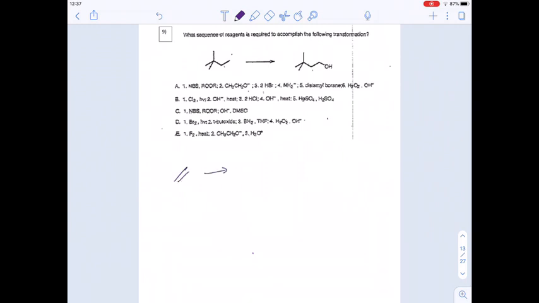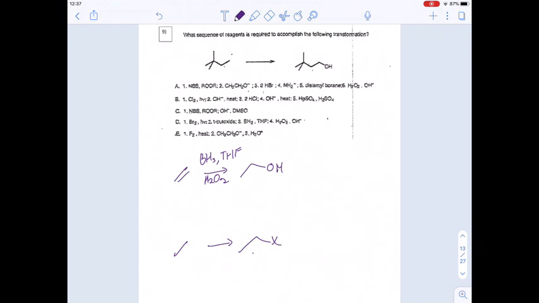So the way I did this is I did a little bit of retrosynthesis. The only way we know how to get an OH onto a molecule is from a double bond. So you know you're going to have to at some point add an OH to a double bond. And because your OH is terminal, you know you're going to have to use an anti-Markovnikov addition without rearrangement. So you can go ahead and just write in the hydroboration one here.